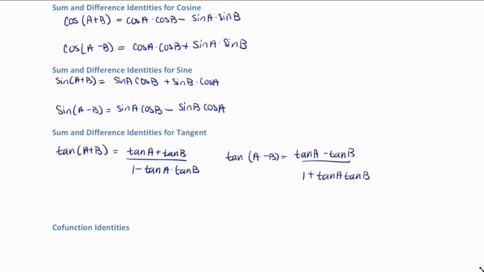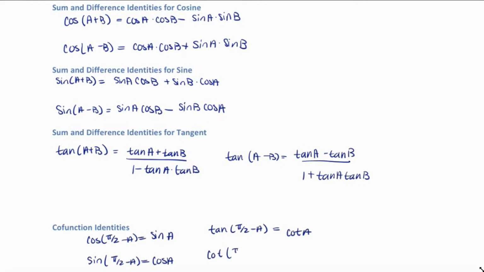Finally, we have our cofunction identities. We have cosine of pi over 2 minus A equals sine of A. Sine of pi over 2 minus A equals cosine of A. Tangent of pi over 2 minus A equals cotangent of A. Cotangent of pi over 2 minus A equals tangent of A. Finally, we have secant of pi over 2 minus A equals cosecant of A. And cosecant of pi over 2 minus A equals secant of A.